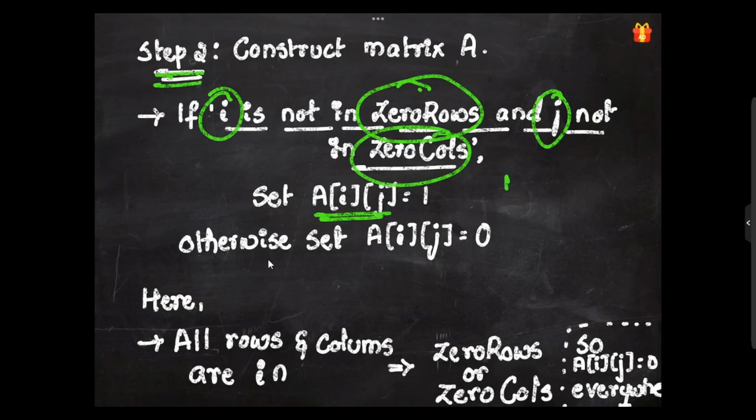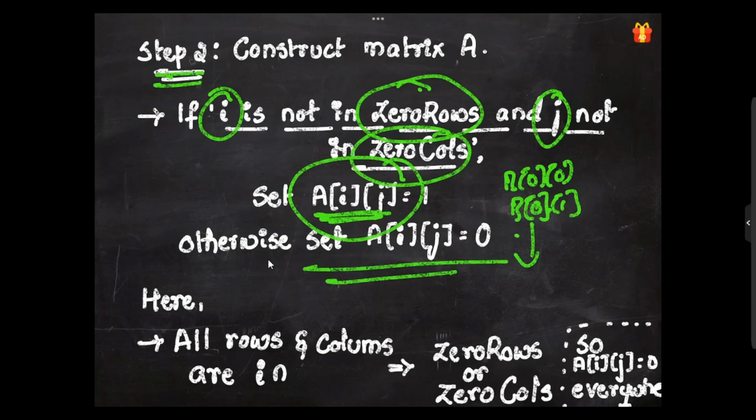A of ij is nothing but B of 0 0, B of 0 1, B of 1 0, B of 1 1, like that. So if I is not in the 0 rows and j is not in the 0 columns, then we will set a of ij equals 1, quite obviously. Otherwise we will set a of ij equals 0.